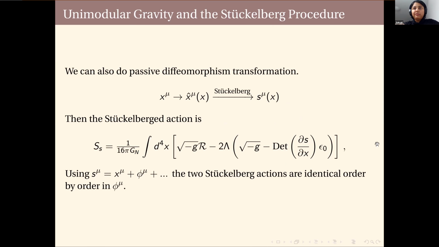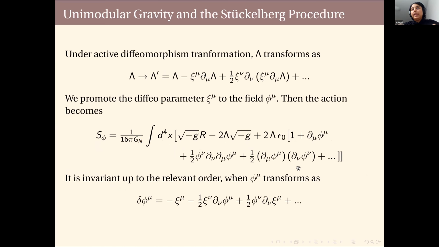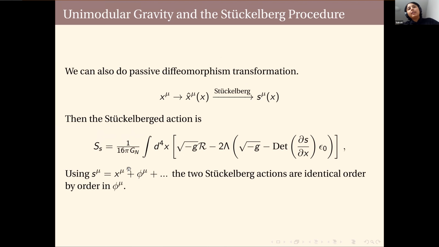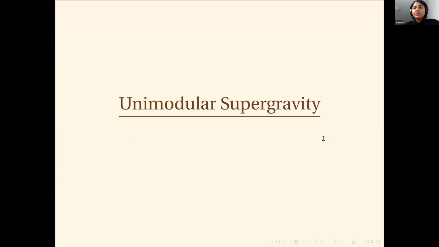Now, this action is a full action in the sense that it's not showing you the terms order by order in fields or the parameters. But when I showed the infinitesimal transformations for active transformations over there, I showed terms only up to a certain order. So it can be checked that under the transformation of this field S like this, this action is invariant under diffeos. So that's how unimodular gravity works.